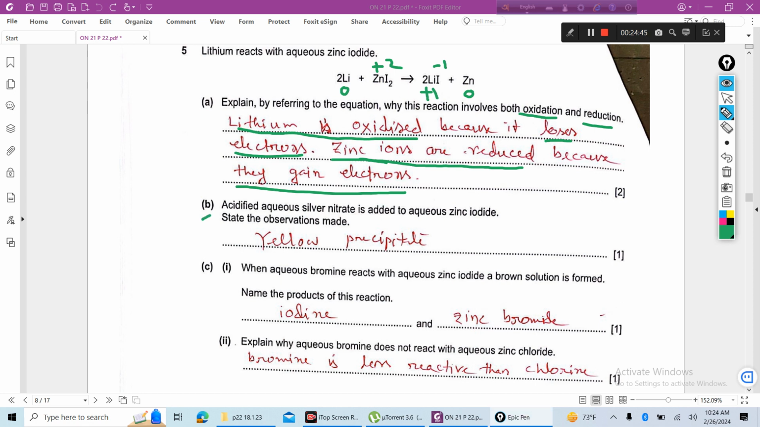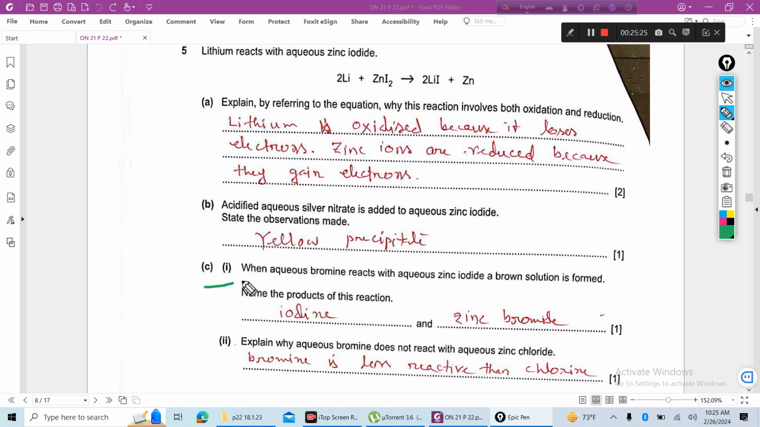B, acidified aqueous silver nitrate is added to zinc iodide. Silver nitrate is the test for halide ions. So if iodide ion is present, silver iodide, a yellow solid, is produced. State the observation made: yellow precipitate is formed.